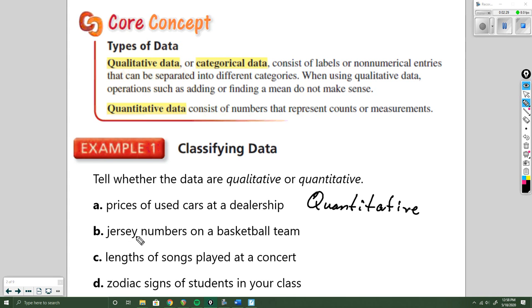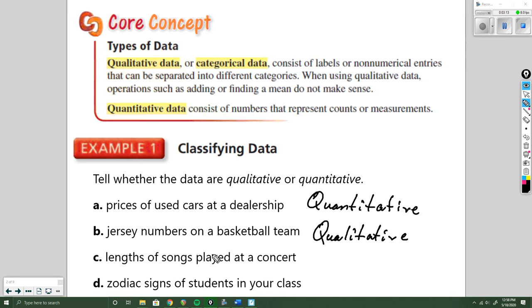Jersey numbers on a basketball team. All right, qualitative or quantitative? In this case, we have to figure out, does the number represent a measurement of some sort? And in this case, no. If you're number 7, that doesn't mean you're going to get 7 home runs. That doesn't mean you're going to shoot 7 threes, 7 assists, anything like that. It's just assigning you a number. So that just means it's a label. So that when fans talk about their favorite player or who's playing out in the field, they can say, hey, number 7 just made that shot or something like that. So that is qualitative data. It's just a label.